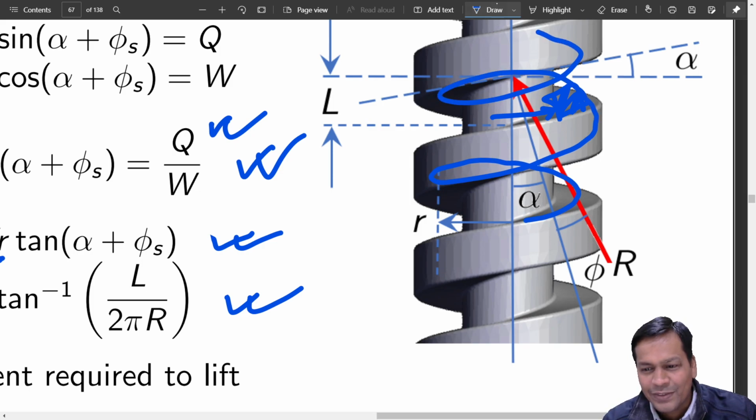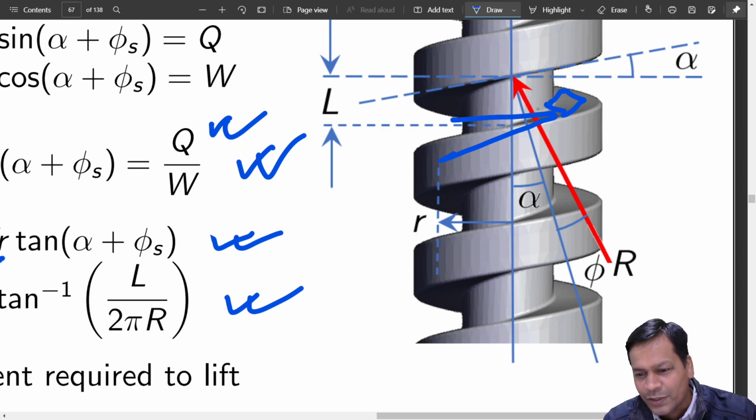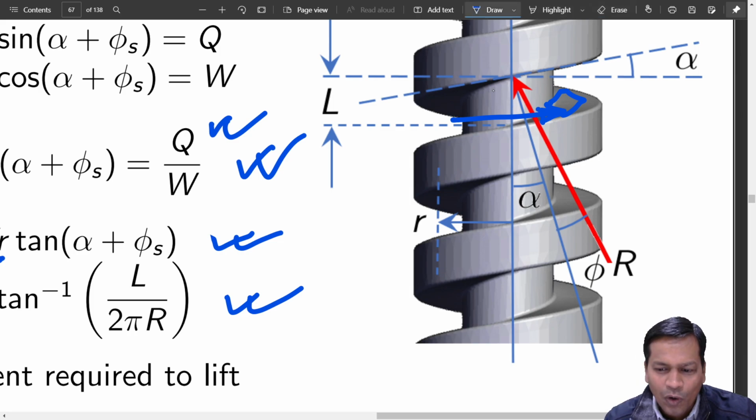Okay, so this is how. Yes, Q is acting on the block, not tangential to the surface, rather it is horizontal like this. Okay. So now, why? Because there is no contact that is there.